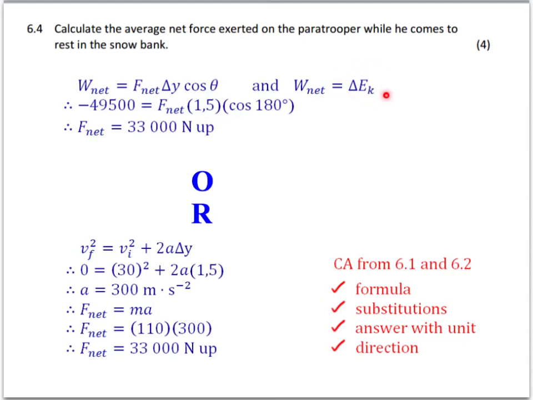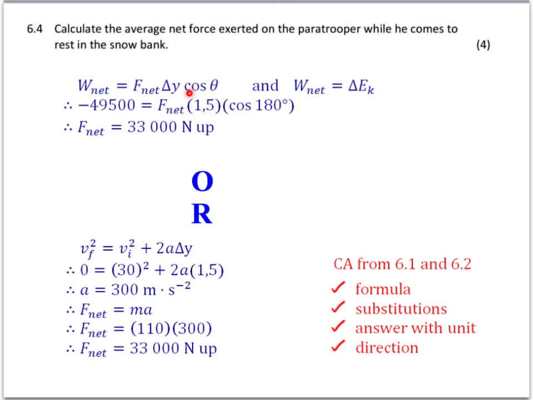The paratrooper started with 49,500 joules just before it hit the ground. By the time it got to the bottom of the crater, the paratrooper had stopped moving. So the work done, 49,500 joules, is equal to the initial kinetic energy just before striking the ground, and negative because energy is removed from the system. Net force is what we're looking for.